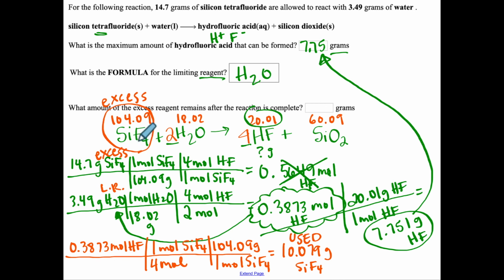So we started with 14.7 grams of silicon tetrafluoride. So we're going to take 14.7 grams minus how much we used, 10.079 grams, and we are going to get an answer of 4.62 grams of the silicon tetrafluoride is used.